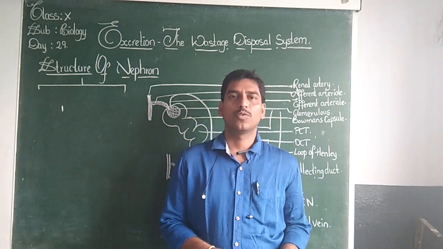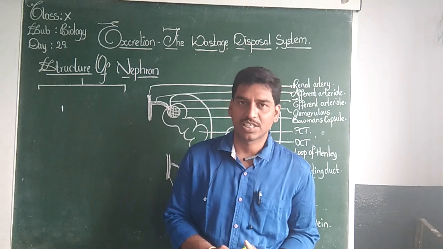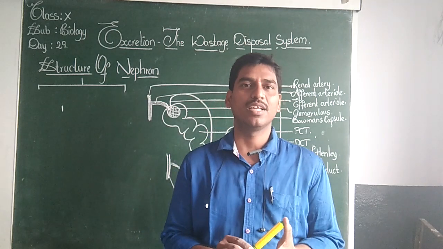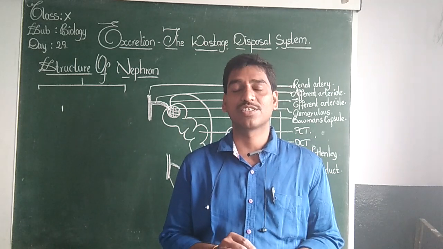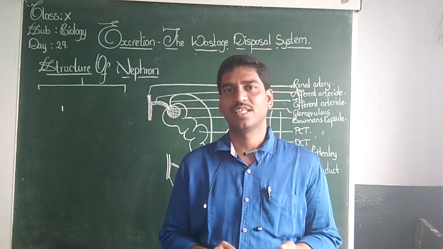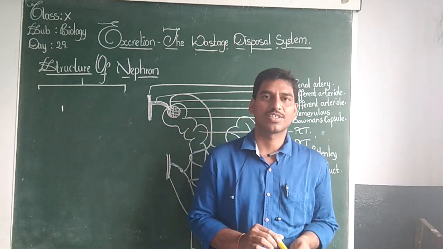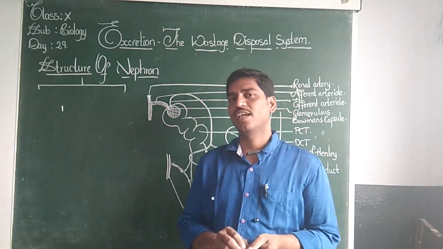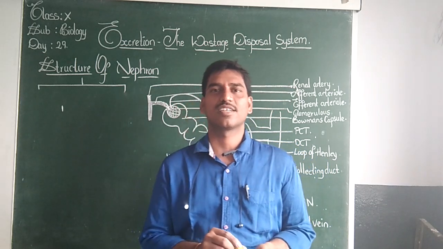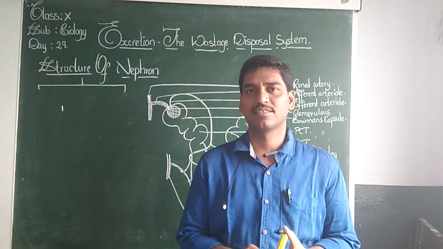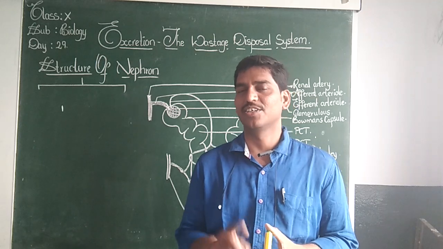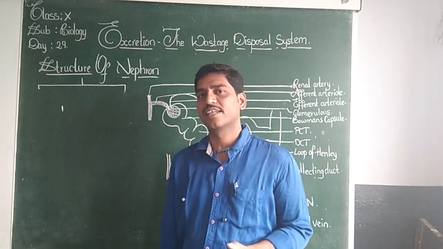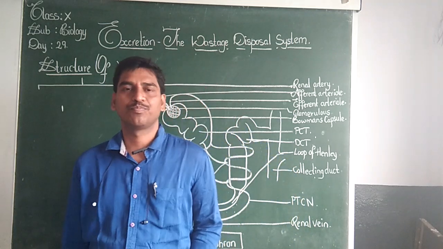So what we have studied, the structural and functional unit of lungs are... What are the structural and functional unit of lungs? Yes, the structural and functional unit of lungs are alveoli. In the same way, what are the structural and functional unit of kidneys? Yes, you are right. The structural and functional unit of kidneys are nephrons, right?